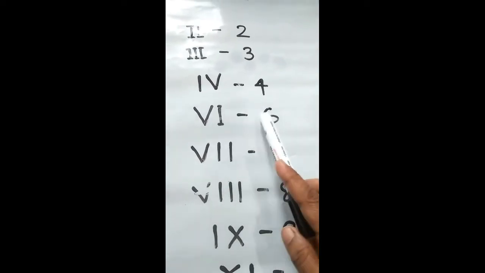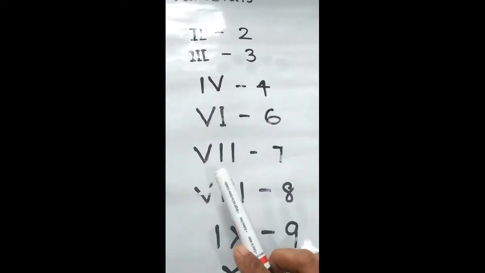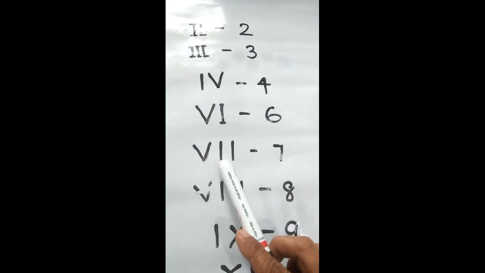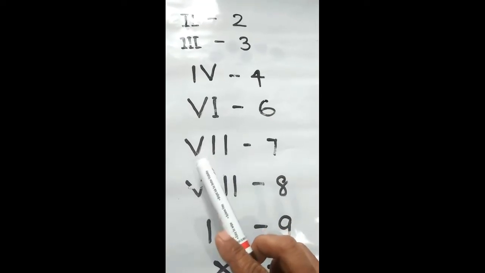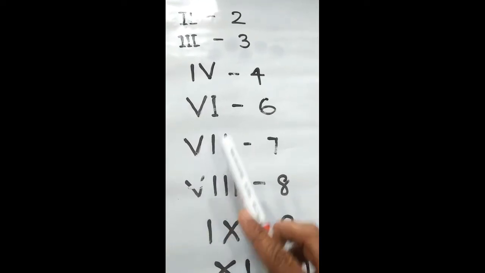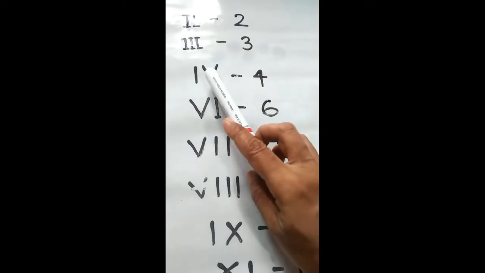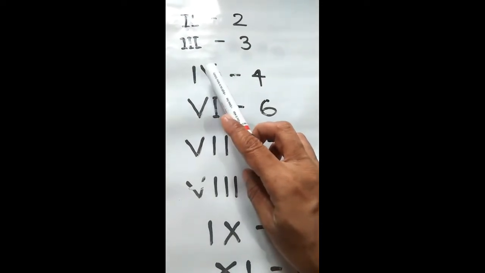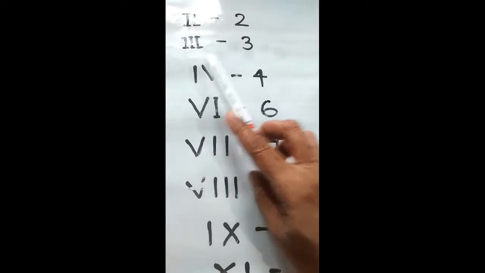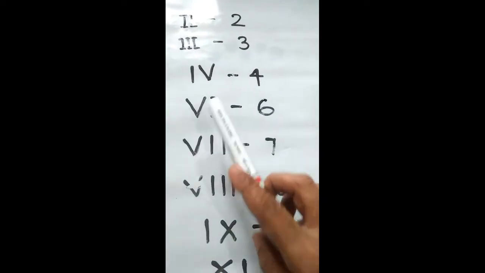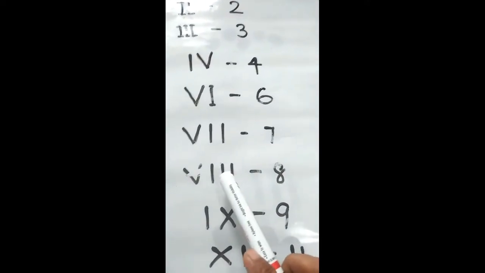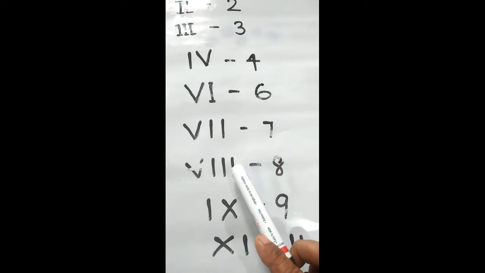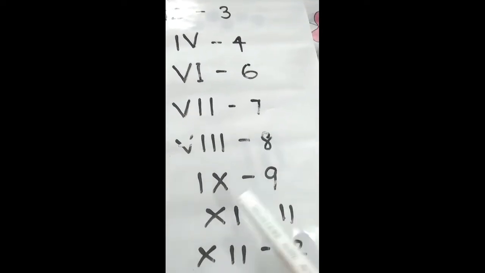5 plus 1, 6. Then 7, how will we write? 5 plus 1 plus 1. That means the numerals right to the bigger numeral will be added. The smaller numeral left to the bigger numeral will be subtracted. Here 5 minus 1. Here 5 plus 1. 5 plus 1 plus 1, 7. 5 plus 1 plus 1 plus 1. Then we got 8.